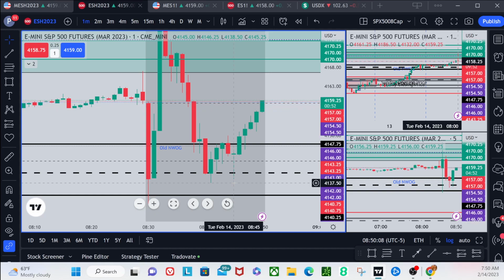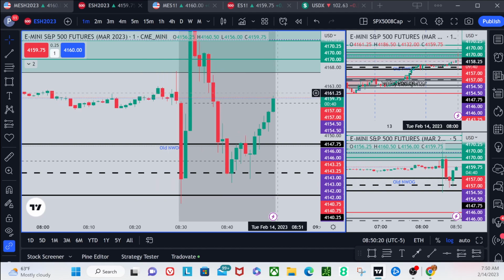So we have SMT divergence at the lows on euro dollar versus British pound. The pound only made a lower low with euro. The dollar index was unable to make a higher high, respectively, as euro made that lower low. So there's a USDX SMT divergence. There's more fuel for it to want to go higher: lower with dollar, higher with euro, higher with pound, and potentially higher on the indices here.